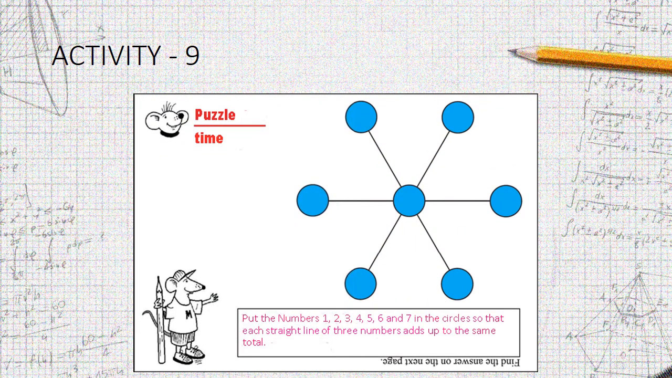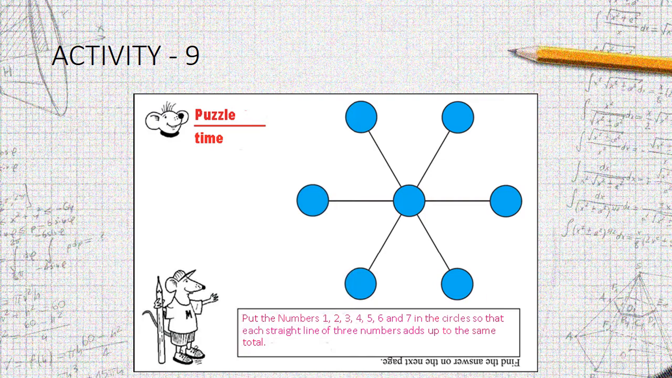Activity 9. It is puzzle time. Well, we started the chapter with a puzzle, and in the end also we have a puzzle. The first one was not actually a puzzle, but it was kind of an activity where you had to use your math skill. Now again, here you have to put the numbers 1, 2, 3, 4, 5, 6 and 7 in the circles so that each straight line of 3 numbers adds up to the same total.